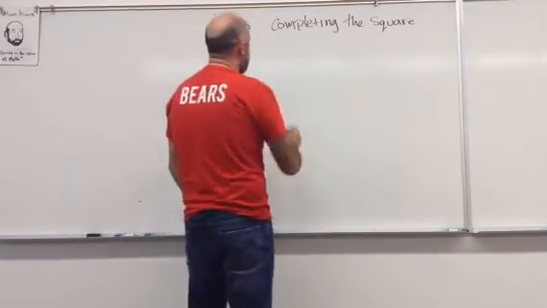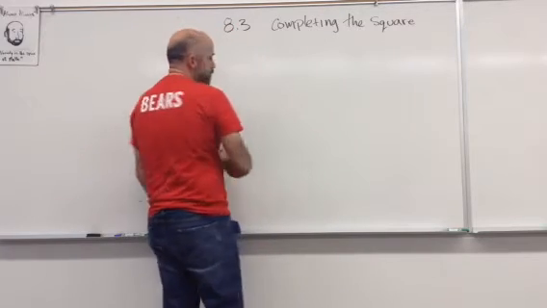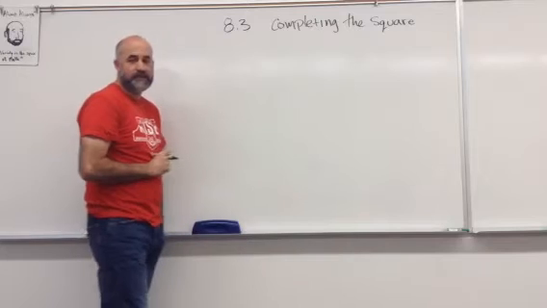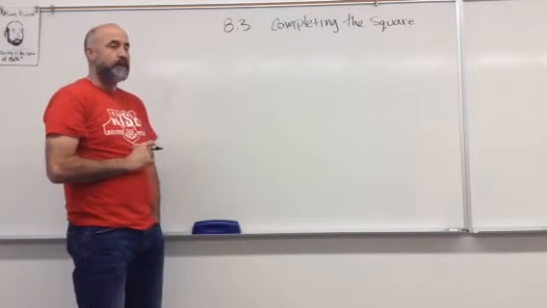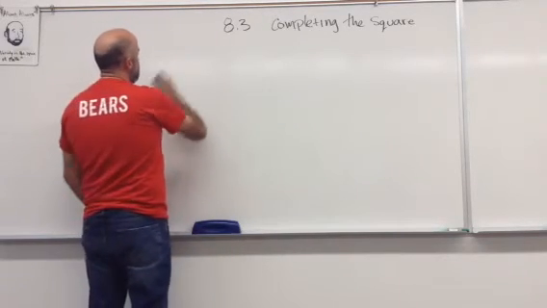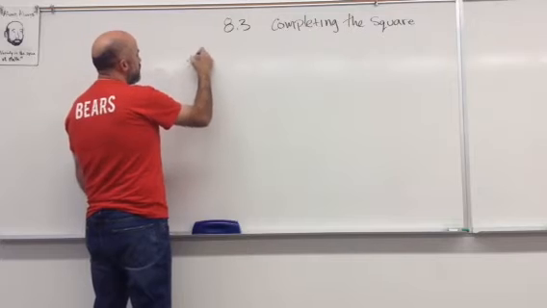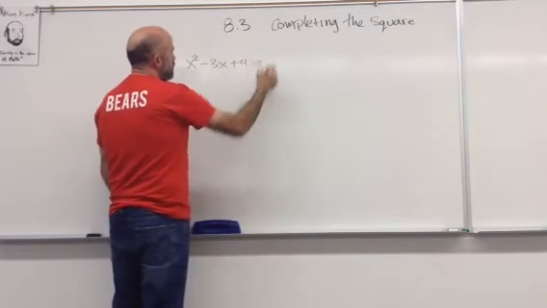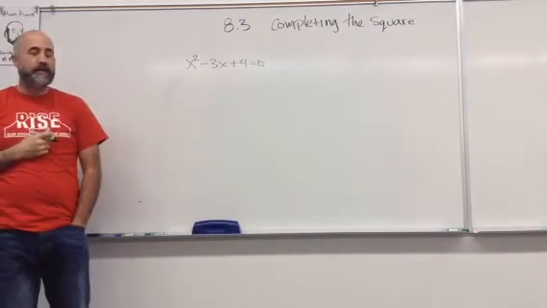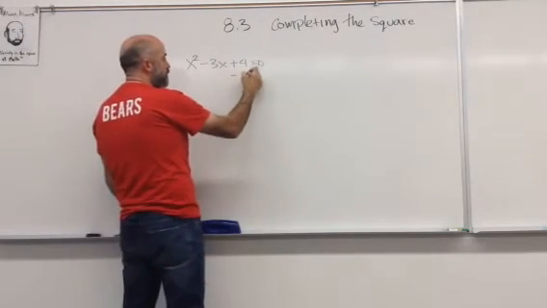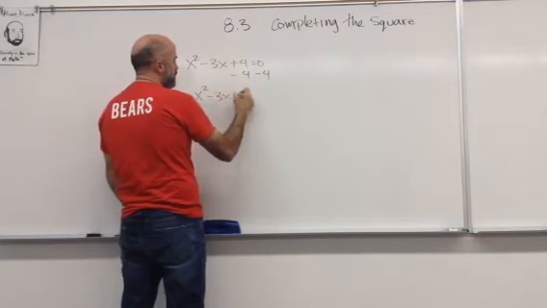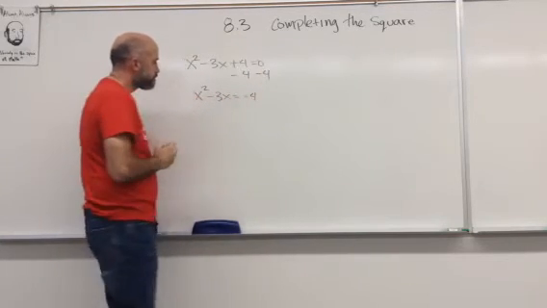Let's try one of those where it's going to come out ugly and there are some fractions. I know there's some pushback with fractions. You're going to have to get over it. Fractions are a part of your life for a while. x squared minus 3x plus 4 equals 0. Same first step, add or subtract 4 from both sides. x squared minus 3x equals negative 4.